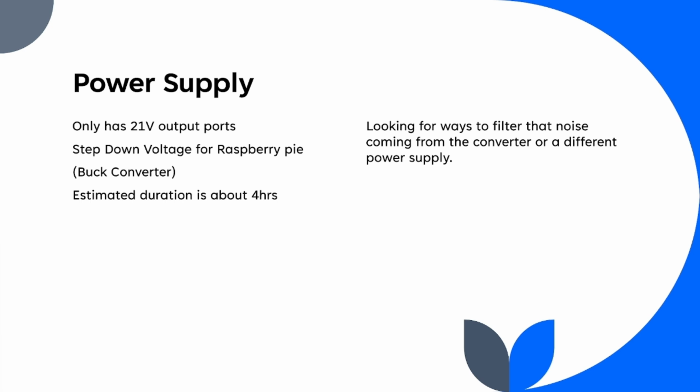But if you really want to make the device portable, the Raspberry Pi needs 5 volts and a maximum of around 3 amps to run. So we're looking into different kinds of step-down voltage converters, and so far we got one, which is a buck style converter. The buck style converter steps down the voltage from 21 volts to 5 volts for the Raspberry Pi, but it also creates noise, which the Raspberry Pi picks up and sends to the speakers, which is bad.